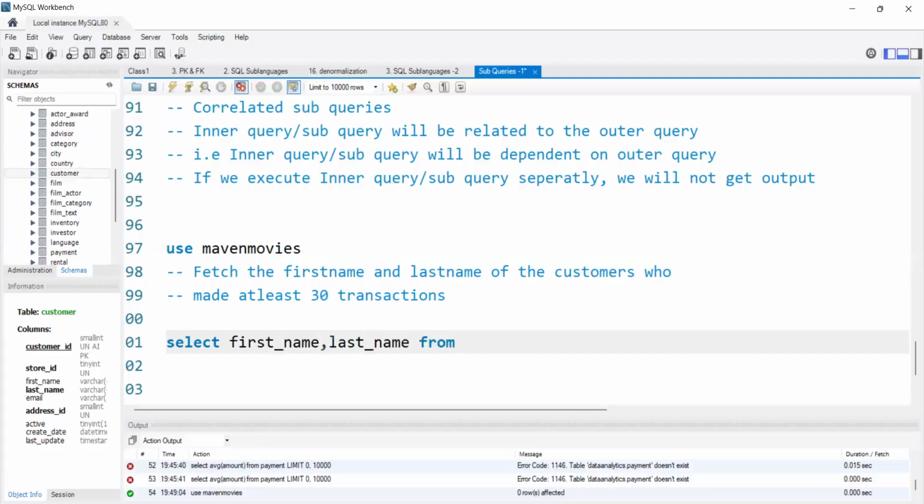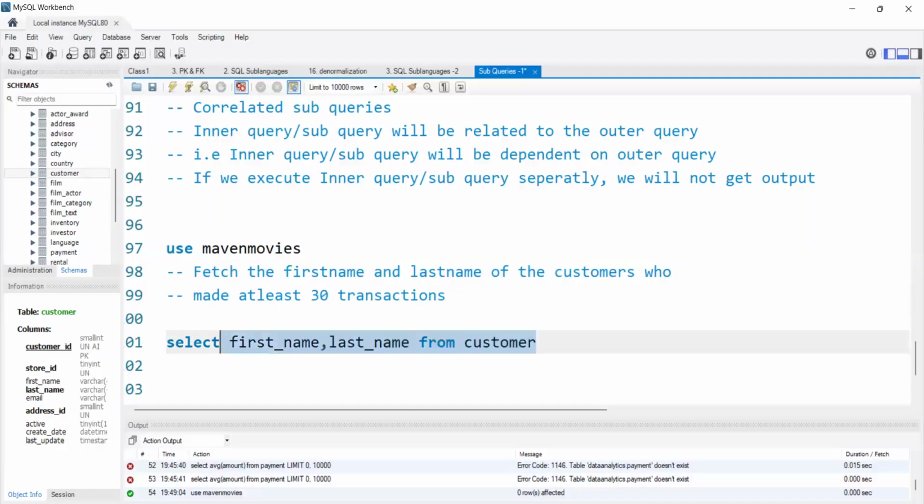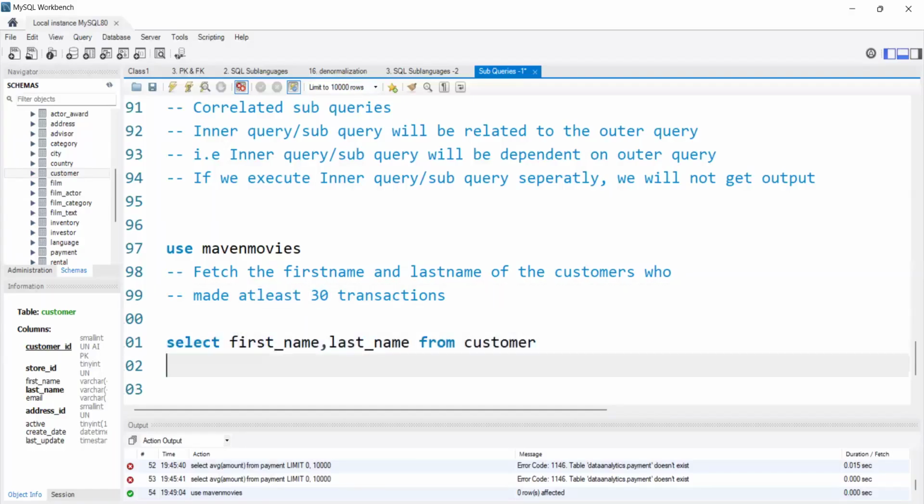from. To write that, I will say select first name, last name from customer, correct? If we divide the question up to here, I want to display the first name and last name of the customer. To do that, I will write this much only: select first name, last name from the customer table. So now what is my condition here? Who made at least 30. At least 30 will be my condition. So for now I will use where and I will write 30 here.